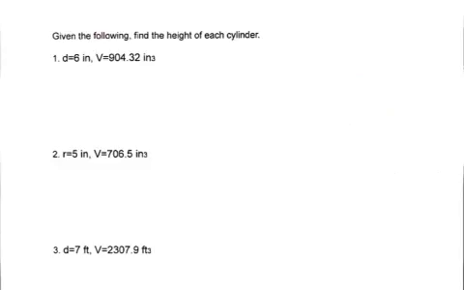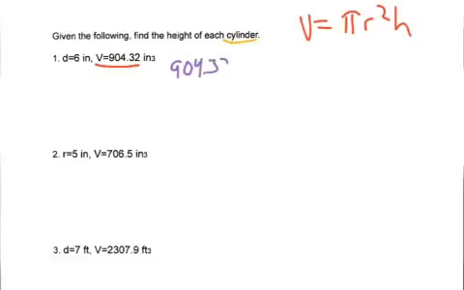Take a look at the next page. Okay, so now for this entire page, we're going to be dealing with a cylinder. So just to kind of keep things nice and neat, volume of a cylinder is pi r squared h. So in this problem, they're giving me volume, no symbol, so I'm going to use 3.14 for pi. So my volume is 904.32 equals 3.14 times the radius. Well, they're giving me the diameter, so the radius is actually 3.